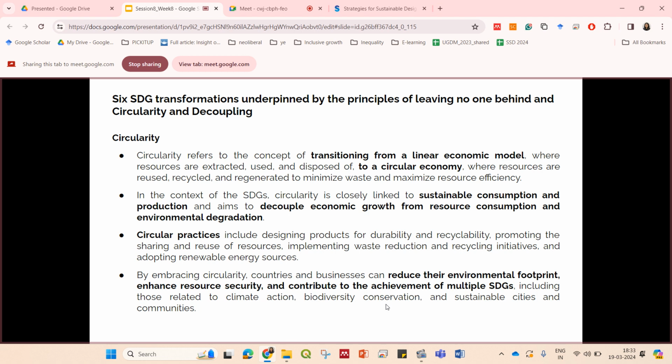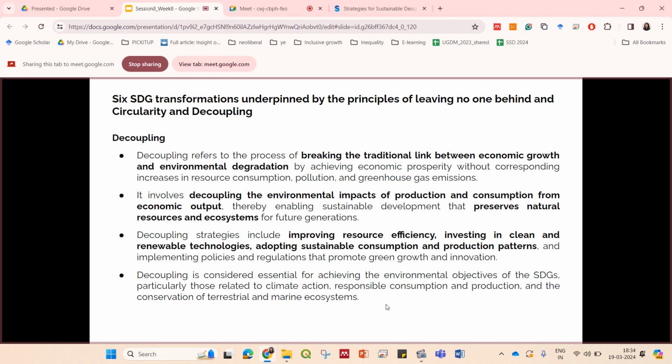Also, by embracing circularity, countries and businesses can reduce their environmental footprint, enhance resource security and contribute to the achievement of various SDGs, including those related to climate action, biodiversity conservation, and sustainable cities and communities. So again, even this focuses on leaving no one behind. Even circularity is not associated with just one SDG, but with multiple SDGs.